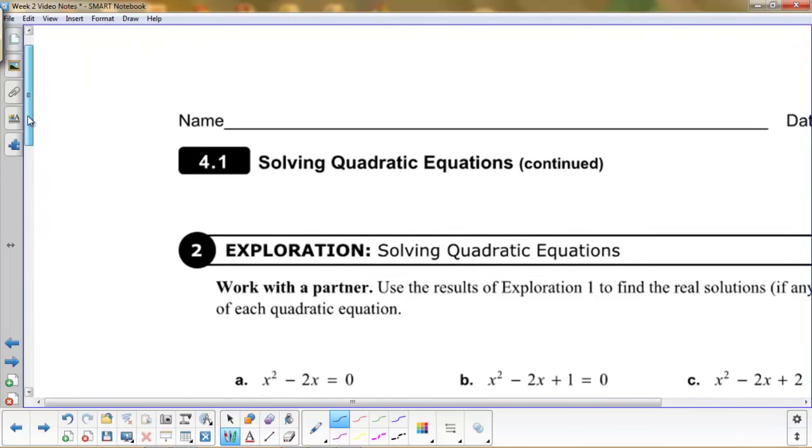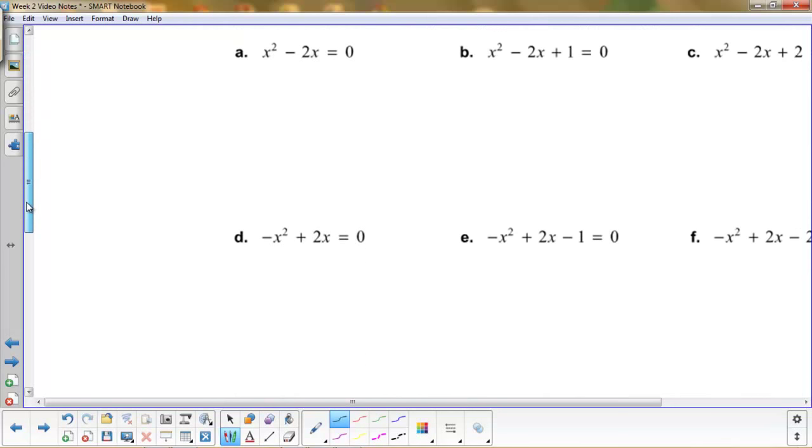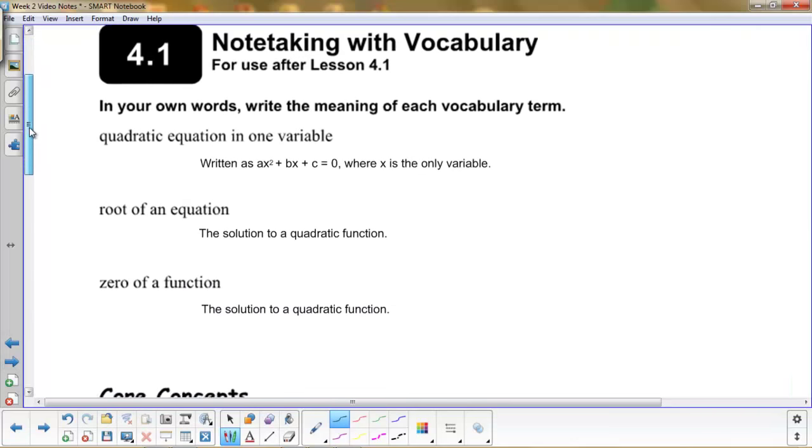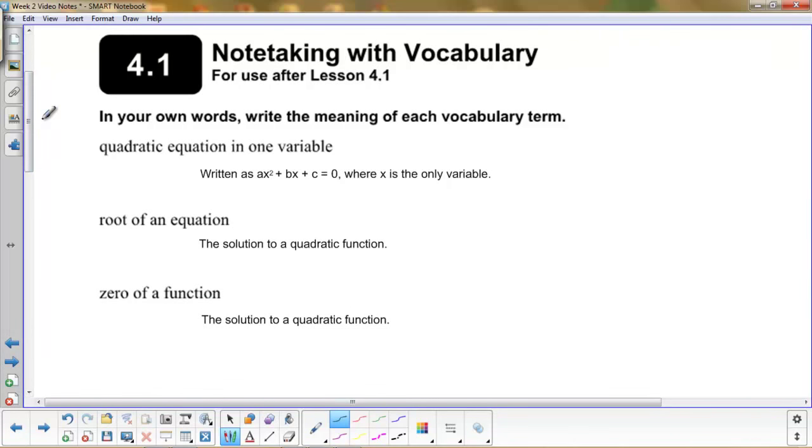And that goes likewise for exploration number 2. All right, when we get into the note-taking with the vocabulary, we're going to start with vocabulary terms that we're going to use for this particular lesson, and then we're going to follow that up with several examples in the extra practice section. Some of these you'll be doing on your own, some of these you'll be doing with me in the video. You just have to kind of go along with me and see how this all plays out for you.